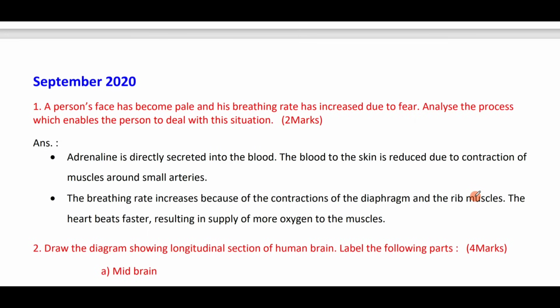The blood to the skin is reduced and the breathing rate increases because the heart beats faster, resulting in the supply of more blood to the muscles for the action.